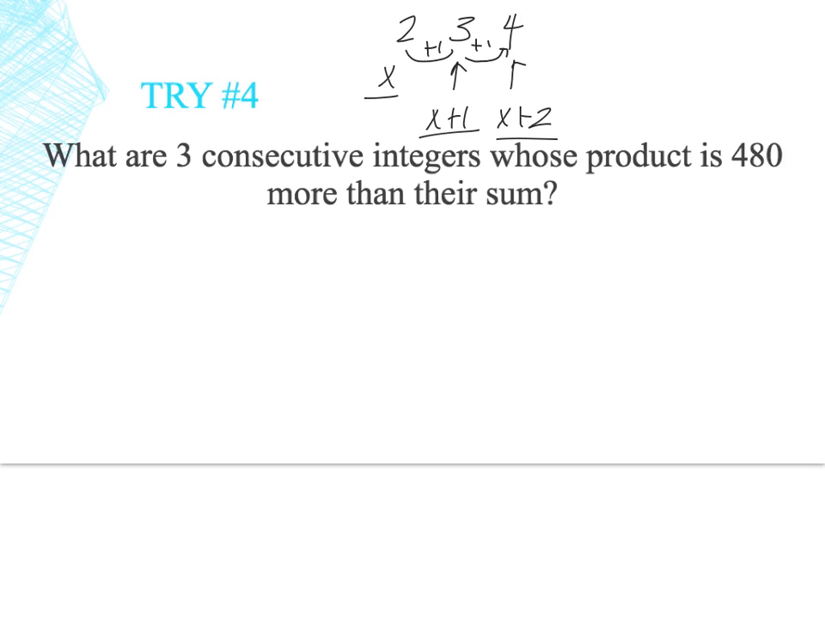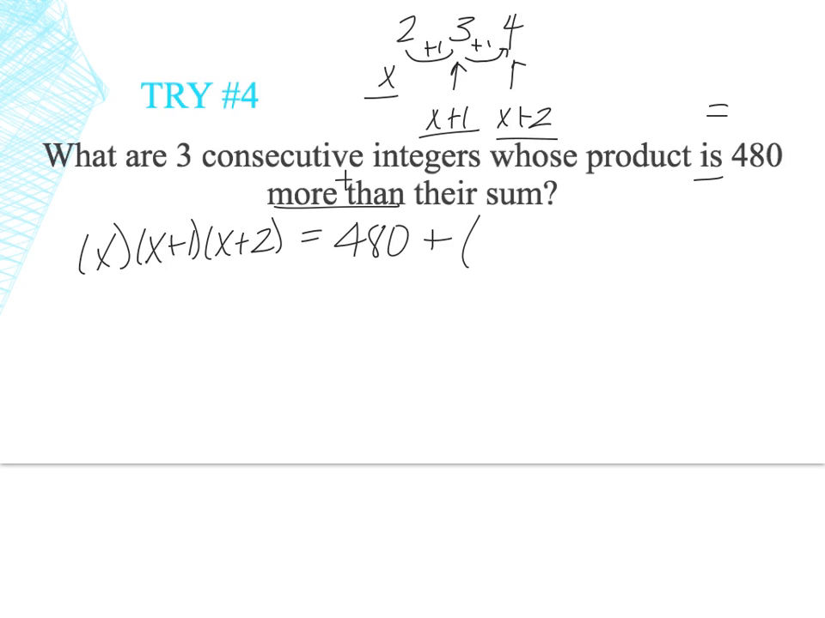3 consecutive integers. Okay, so it says, what are 3 consecutive integers whose product is 480? So the product, again, x, x plus 1, x plus 2, means equals 480 more than is addition, their sum. So remember that sum is going to be, and I should really use brackets, plus x plus 1 plus x plus 2.